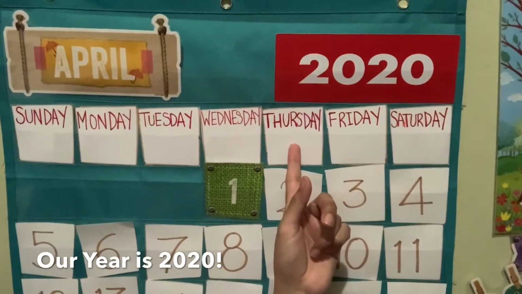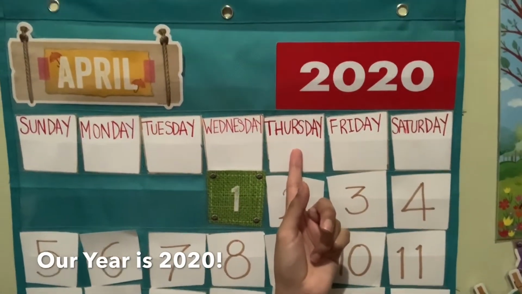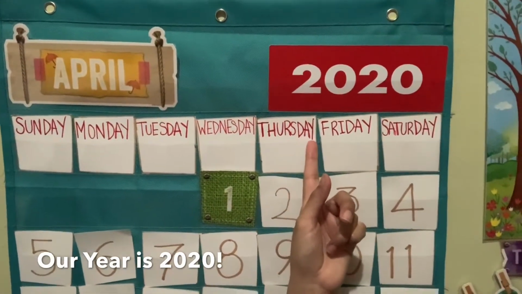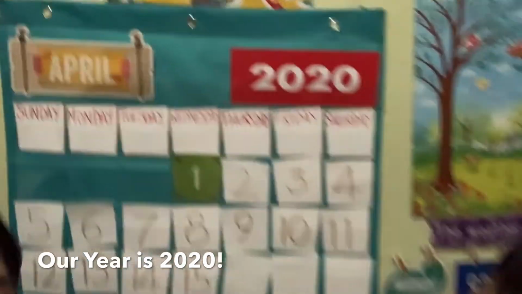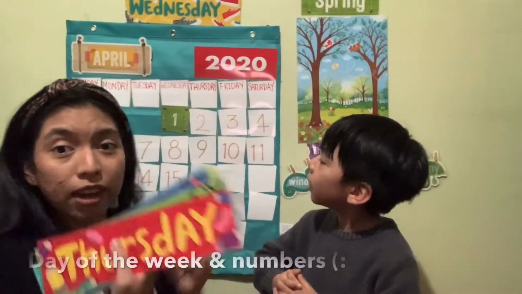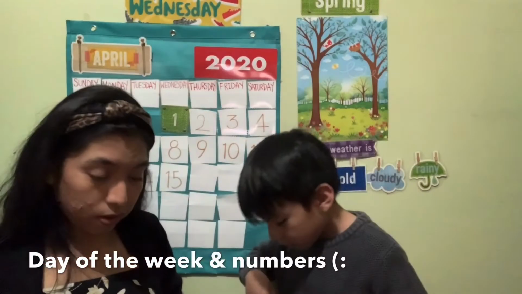What's today, boys and girls? It's Thursday. Good job. And it begins with the letter T. Okay, so we figured out our day of the week. Now we got to actually put it up on our board, on our wall.